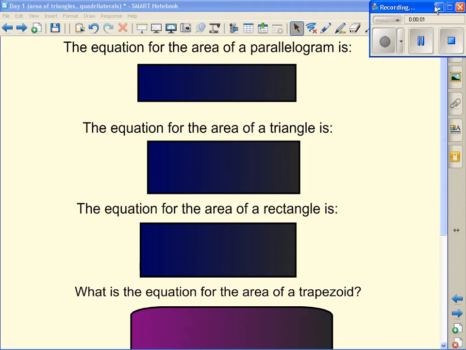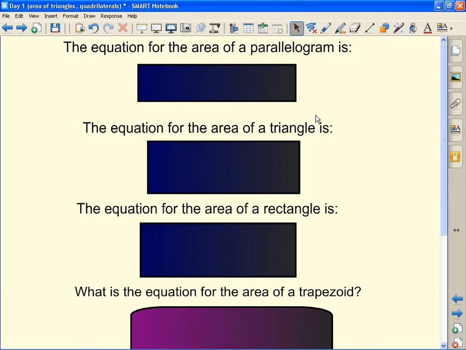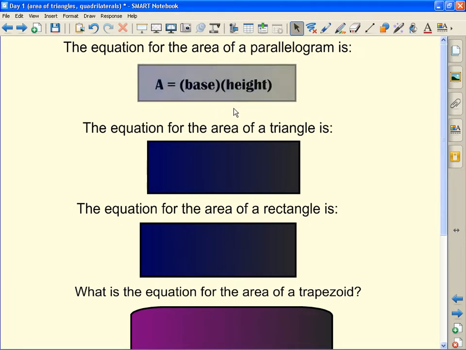Welcome to day one, area of triangles and quadrilaterals. In this one we're going to talk about the formulas for the different ones, and you probably know most of these guys, so I am going to just show them to you.